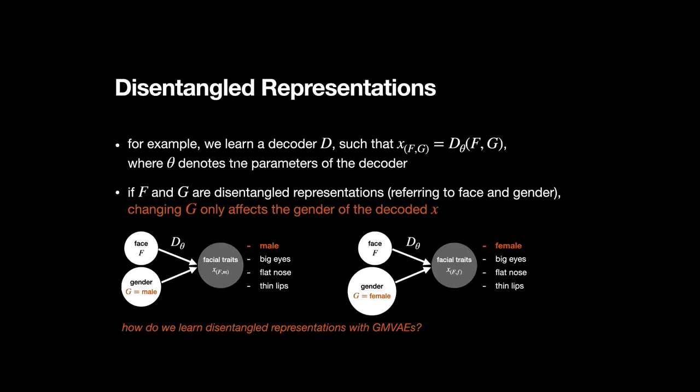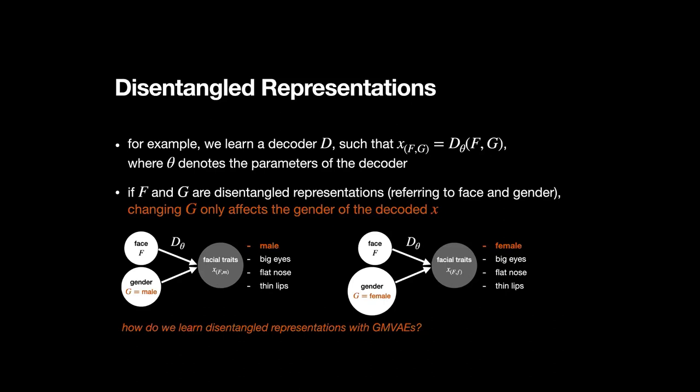So for example, in this case, we want to learn a decoder D, the mapping function that we mentioned in the very first slide, such that the observed data X is rendered by the decoder from the two variables F and G. F and G in this case are face and gender respectively. If we have disentangled representations for these two attributes, that means we can manipulate one of the attributes without affecting the other.